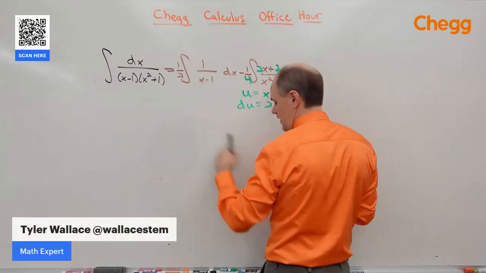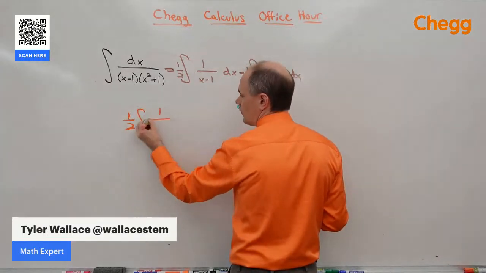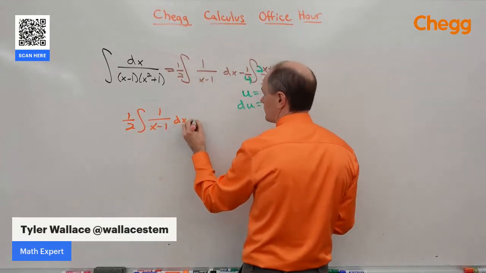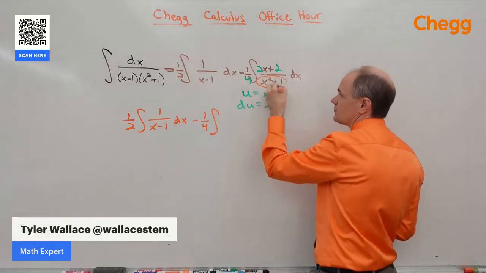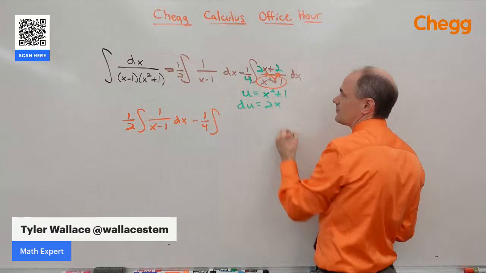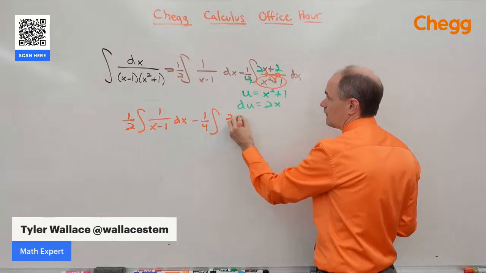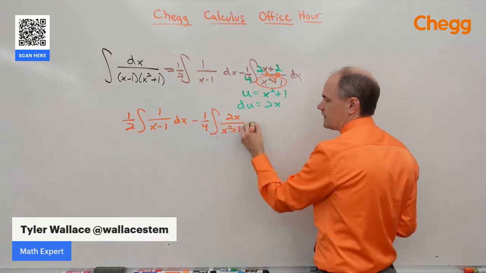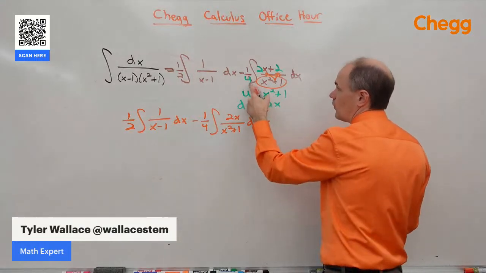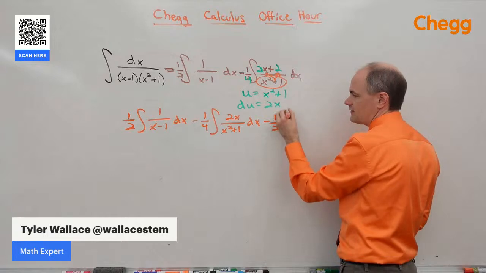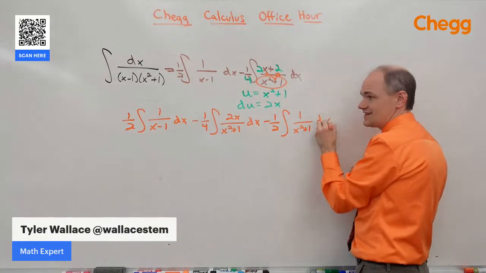So now my problem has become 1/2 of the integral of 1 over x minus 1 dx, minus 1/4 times the integral of, I'm going to take this x plus 1 and divide it by the two parts separately. So we've got the 2x over x squared plus 1 dx, minus, we've got the 1/4 times 2 is 1/2 times the integral of 1 over x squared plus 1 dx.